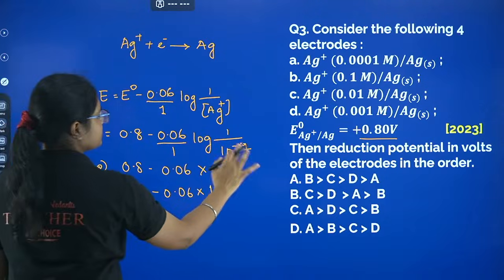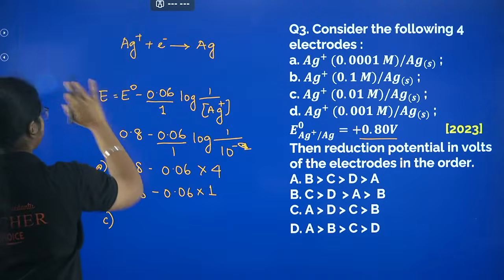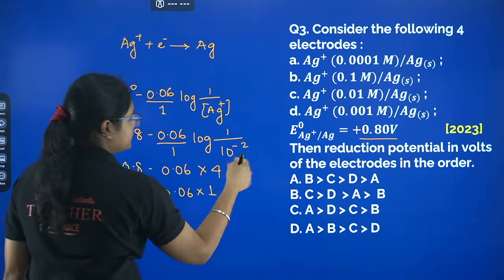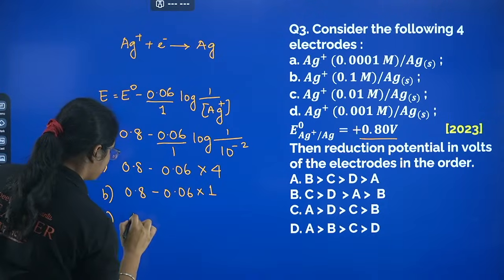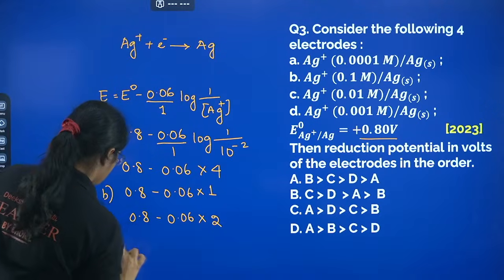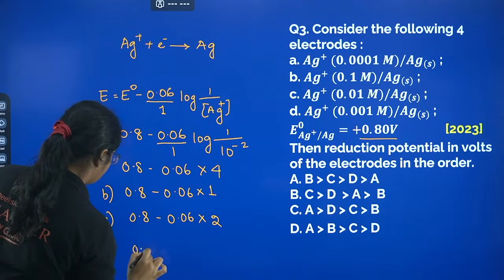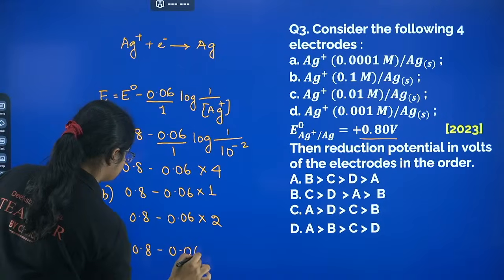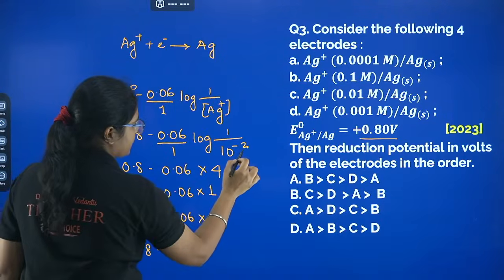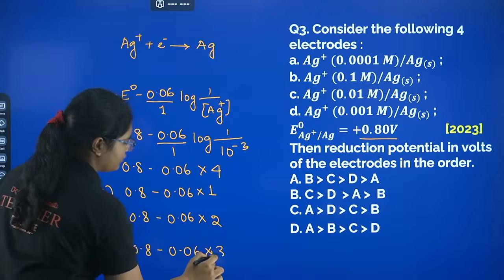So I'll substitute here 10 to the power of minus 2, right? You will have minus 2. This goes up, 2 will come here. So I will have 0.8 minus 0.06 into 2. Now option number D will have 0.8 minus 0.06. Here how much do I have? 10 to the power of minus 3, right? So 3 goes up into 3. You don't have to solve it.